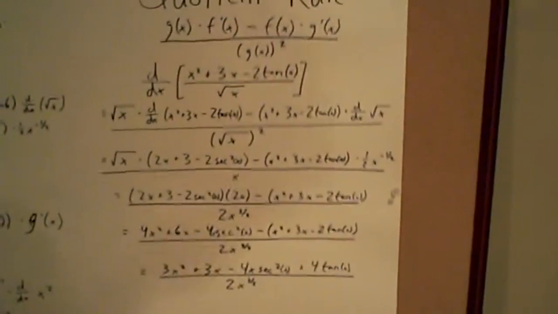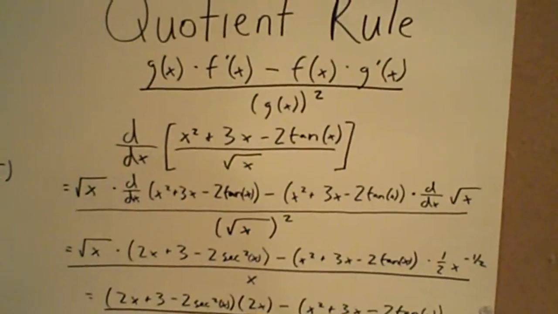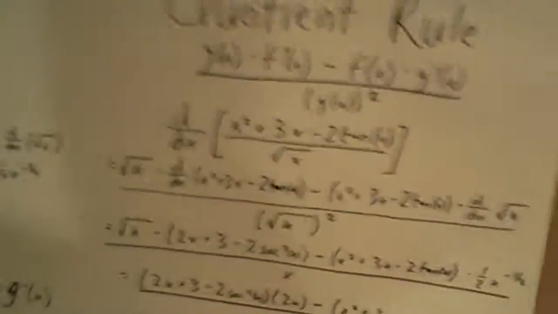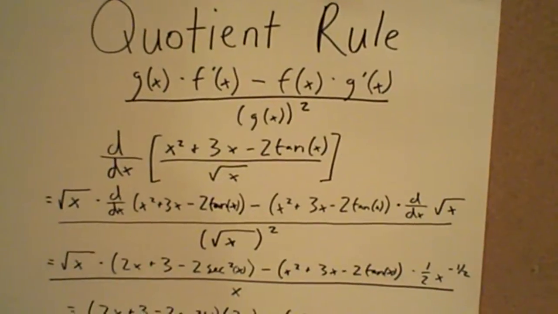Moving on to the last problem, the famous quotient rule, which is of course g of x times f prime of x minus f of x times g prime of x over g of x squared. And so a tough problem.